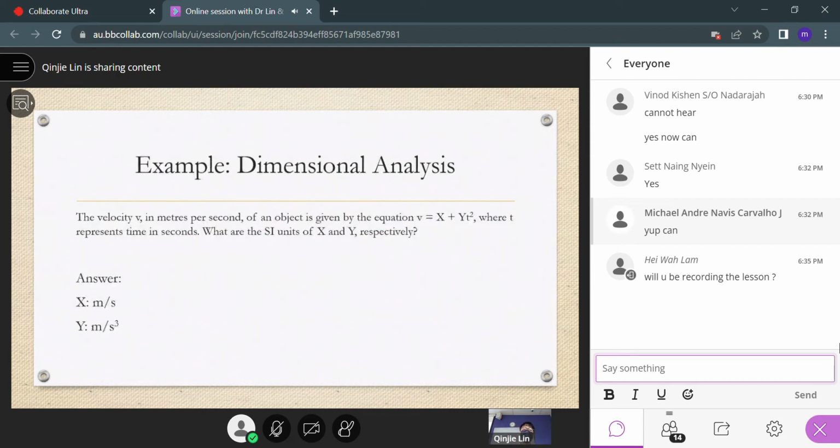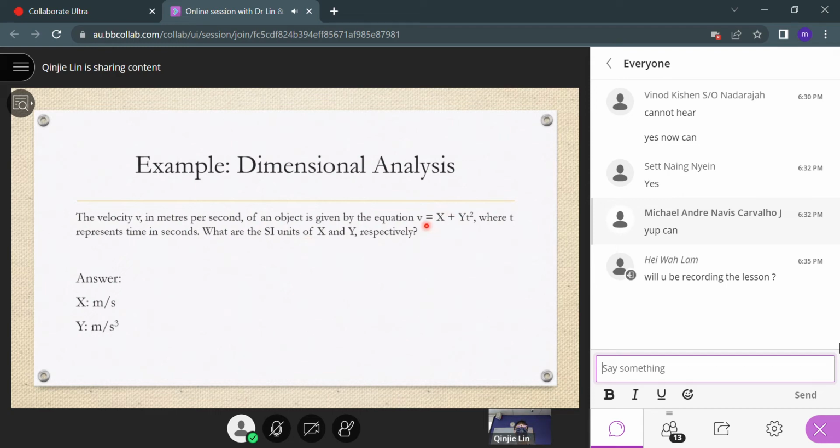So just an example of dimensional analysis. The velocity v, they tell you that it's in meters per second, of an object is given by the equation v equals x plus yt squared. And then they tell you this t represents time in seconds. So they ask you what are the SI units of x and y respectively.